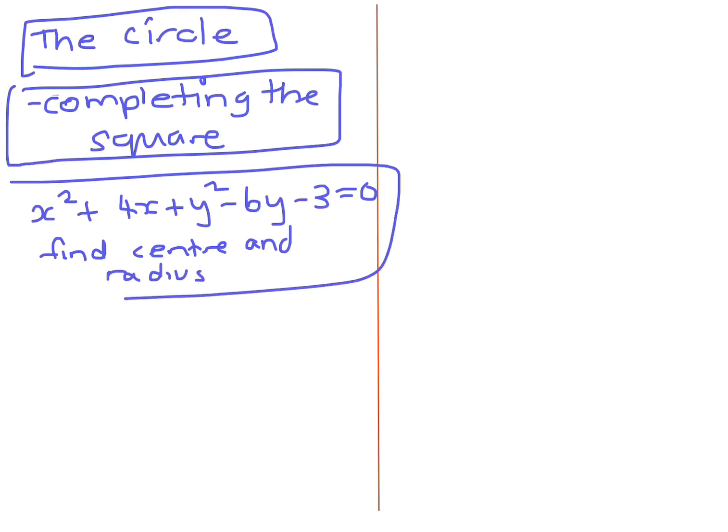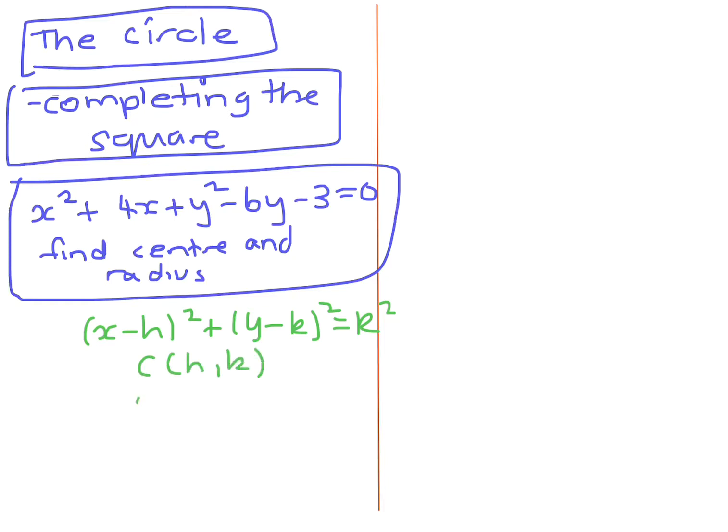Now, if we want to find the center and the radius of this circle, what's going to be really important here is to get it into the correct form. So the correct form for finding the center and the radius would be (x minus h) squared plus (y minus k) squared equals r squared. Because once I've got it in that form, I know that the center would be (h, k) and the radius would equal r.